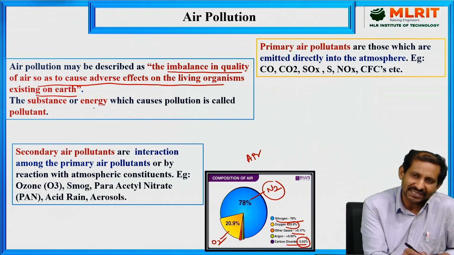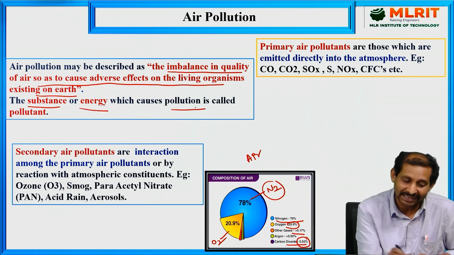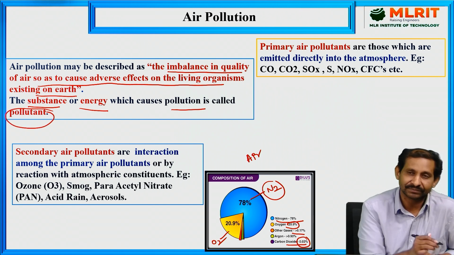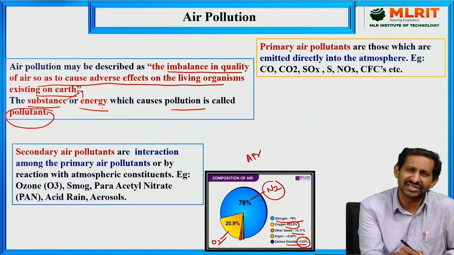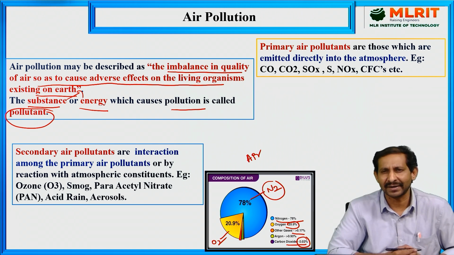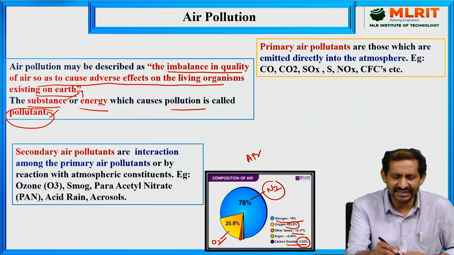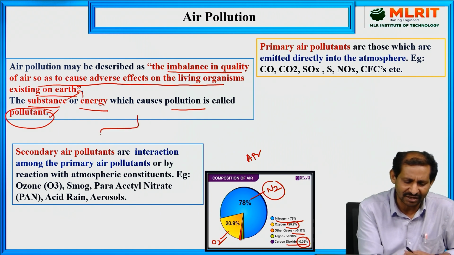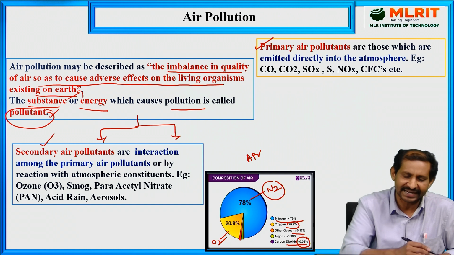So the substance or energy that is causing the pollution is called a pollutant. Either chemicals or energy, whatever is causing the alteration of that composition, is called a pollutant. Generally, these air pollutants are classified into two categories. One is the primary pollutants and the second one is the secondary pollutants.